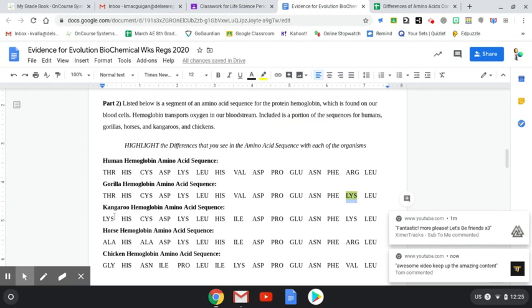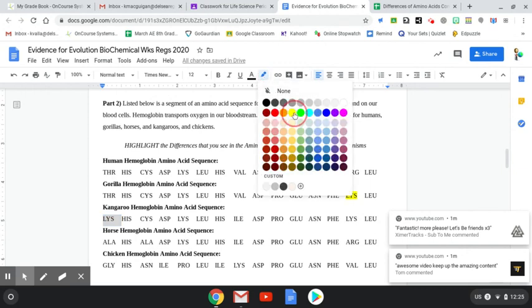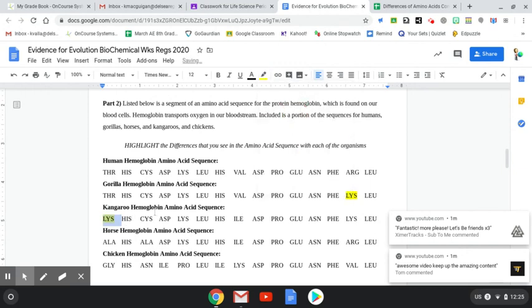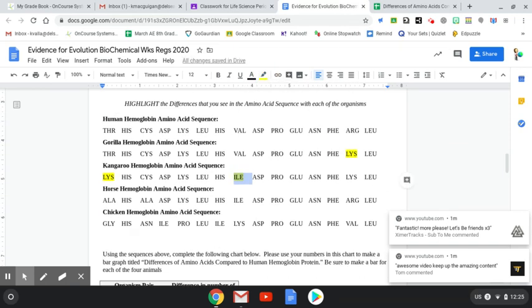Then you go back up to the kangaroo. Now you're not going to compare the kangaroo to the gorilla. You're going to compare the kangaroo back to the human. So again, this one, if you look here, is going to be different. Okay, so we're going to go up and highlight that. Same. Oh, here's a difference. Okay, so on and so forth. Okay, so that's how you're going to do that part. A lot of students need help with that, so hopefully if you're watching that is clear to you.